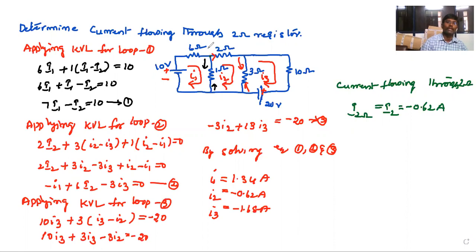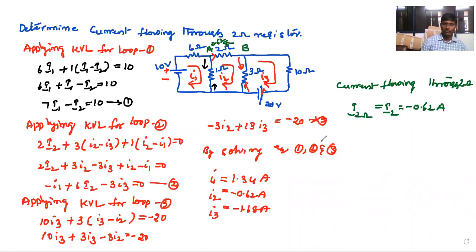Suppose you think it is A, it is B. Actually, I2 is flowing; the assumed direction is I2 flowing from A to B. Here we have got a minus sign, which indicates that in the 2 ohm resistor the current of 0.62 amps is flowing from B to A instead of A to B, because of this 20 volts. This 20 volts drives current in this direction, but we have taken the clockwise direction. Because of that, we have got the minus sign.